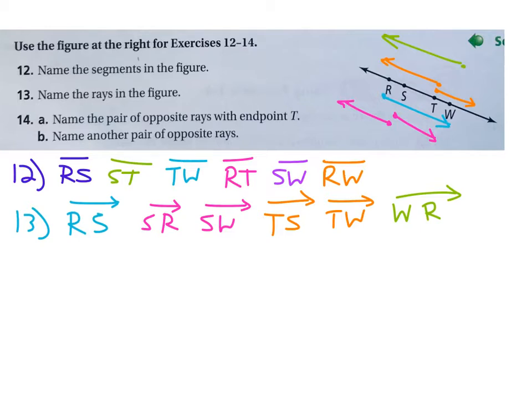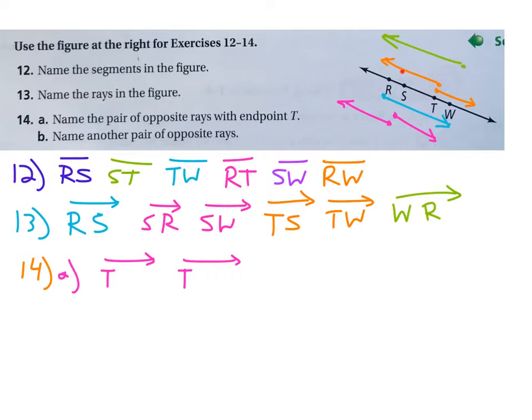So, continuing on, let's say number 14. 14A says, name the pair of opposite rays with endpoint T. Okay, so what we're going to do is we're going to have two rays that say T as an endpoint and going through some other point, and then T as an endpoint and going through some other point on the other side. So let's start at T. And you can see that actually that's represented by these orange right here, starting at T and running this way, and starting at T and running that way. Those are opposite rays pointing in different opposite directions.